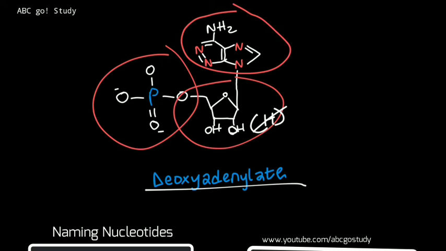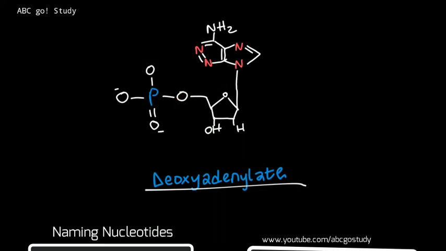And if you have ribose, you should understand that the name would change to adenylate. Instead of deoxyadenylate, you have just adenylate. Now that's not what I would like to talk about. There's another name we can use to name this nucleotide instead of deoxyadenylate. That's what we are going to talk about right now.